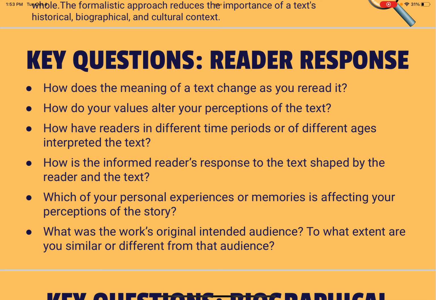So what do you believe in, and does the text believe something different, or does the author or the poet believe something different, and how does that impact your analysis? How have readers in different time periods or different ages interpreted the text? As with values change with each time period. So think about that as well. Like when the text was written versus when you read it now, that might have a different impact on the interpretation of the text. How is the informed reader's response to the text shaped by the reader and the text?